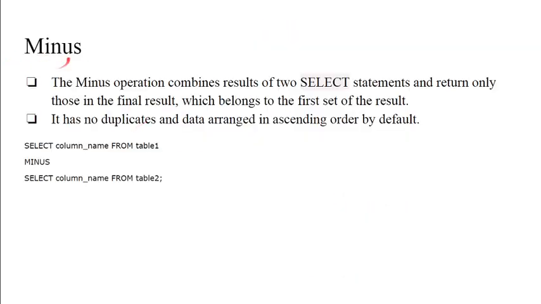Next is the minus operator. The minus operator combines the results of two select statements and returns only those in the final result which belong to the first set of the result. It has no duplicates and the data is arranged in ascending order by default. The syntax is: select column name from table 1 minus select column name from table 2.